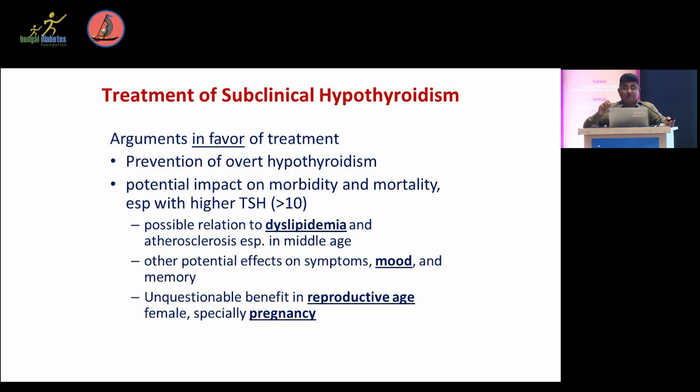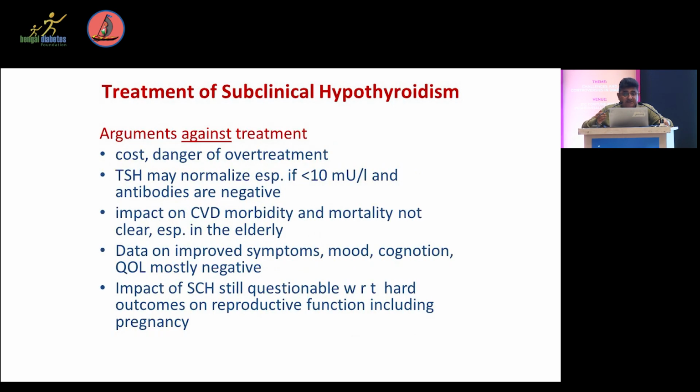So what are the arguments in favor of treatment? One argument would be that you can prevent overt hypothyroidism, or you can have a potential impact if you bring the TSH below 10, especially in conditions like dyslipidemia, mood disorders, and reproductive age females, infertility, pregnancy, etc. So there are certain conditions where we are probably proactive in treatment.